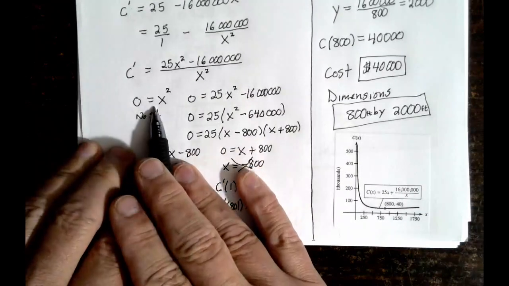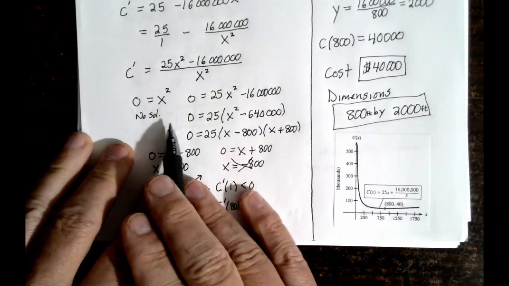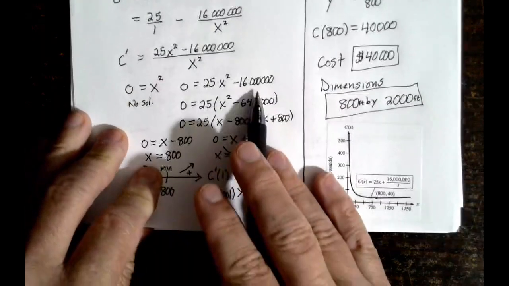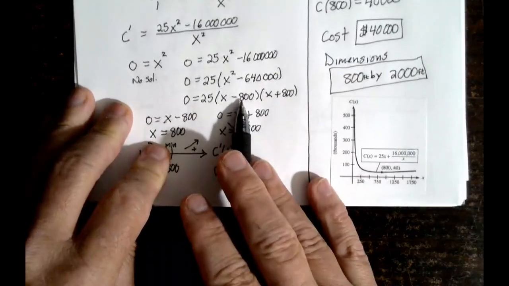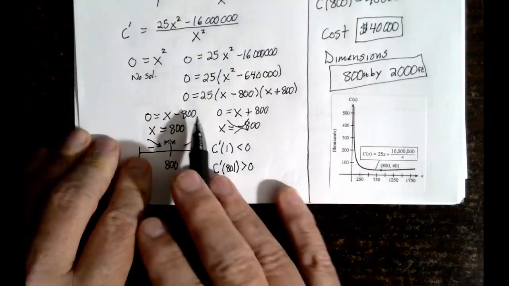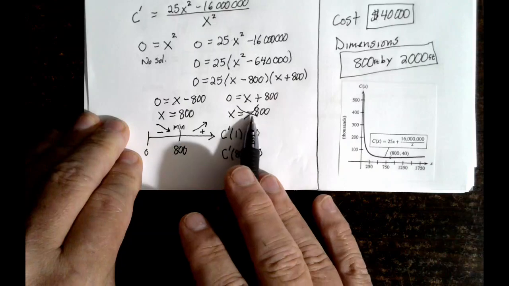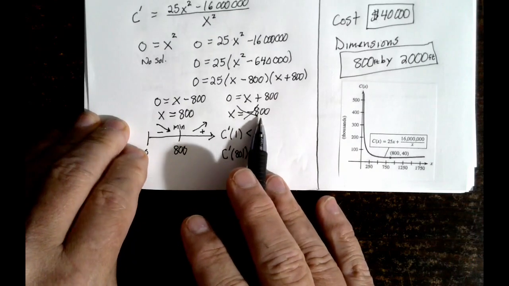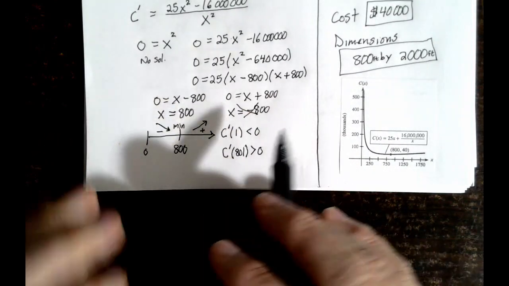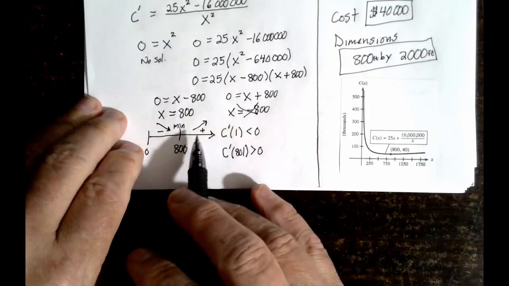So now when you set the denominator to 0, that doesn't give you any answers. But the numerator, when you set that equal to 0 and factor out a 25 and then factor what's left, you end up getting plus or minus 800. But again, this is a length, so you can't get negative 800 feet, so you cross that off.